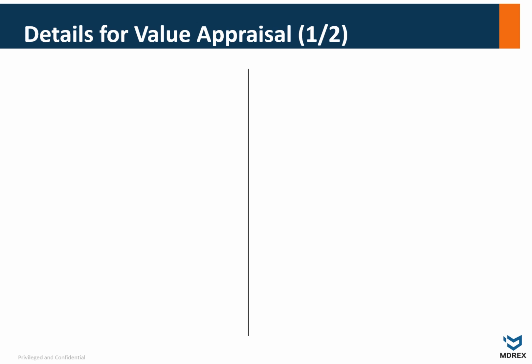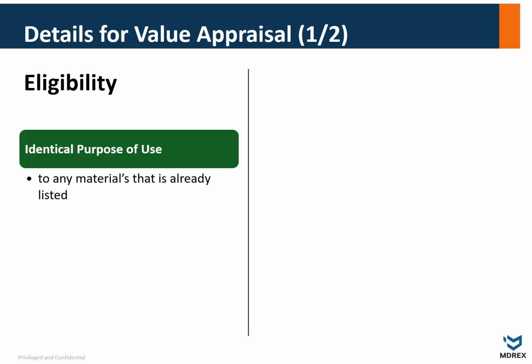Not all medical materials can apply for the VA, of course. Then what is the eligibility? First, the purpose of use of the target material should be the same as the existing item. This means there should be something it can be compared to, and the purpose of use comes first to check this eligibility. A totally new medical device whose purpose of use is really new cannot apply for the value appraisal, but it will rather be reviewed and assessed by another criteria.